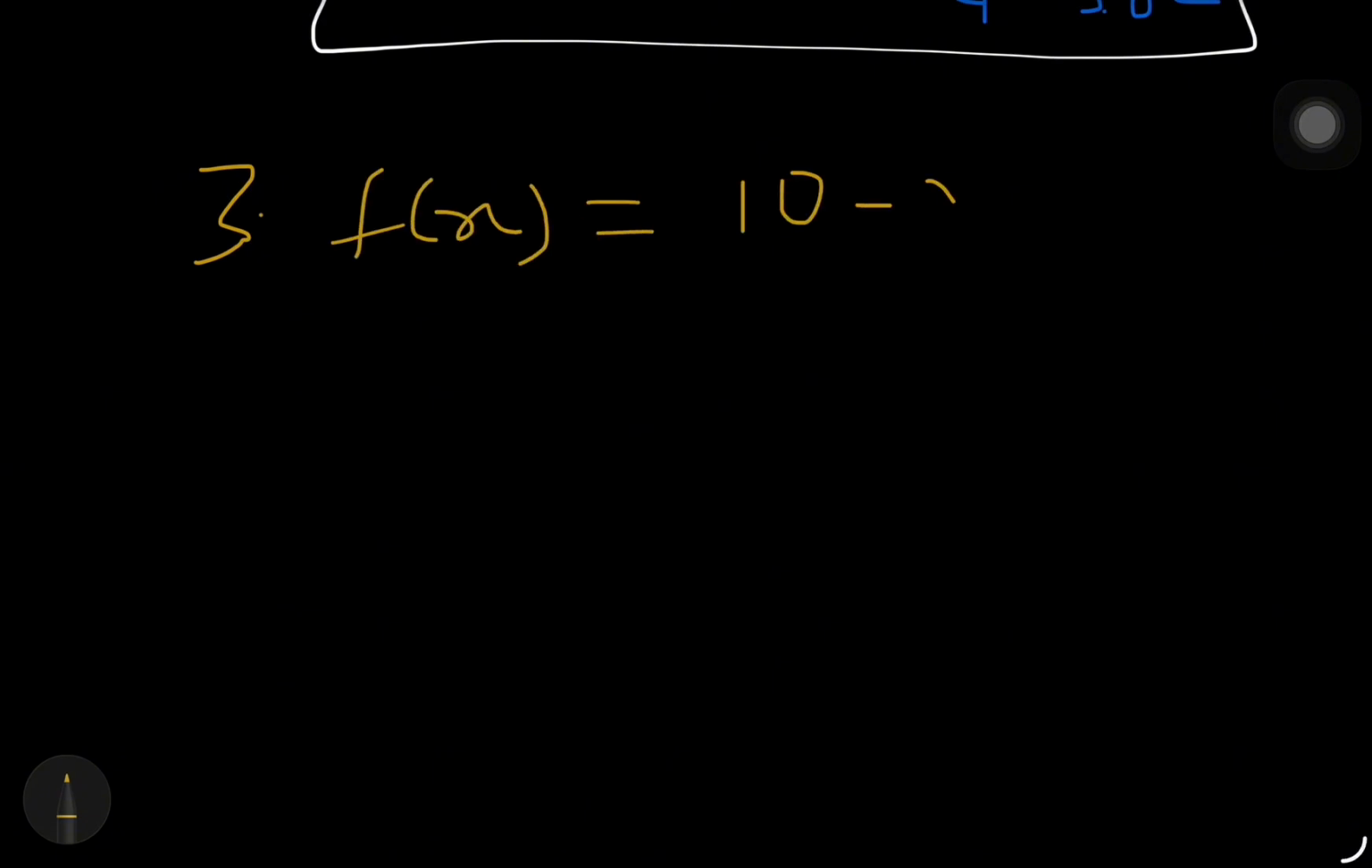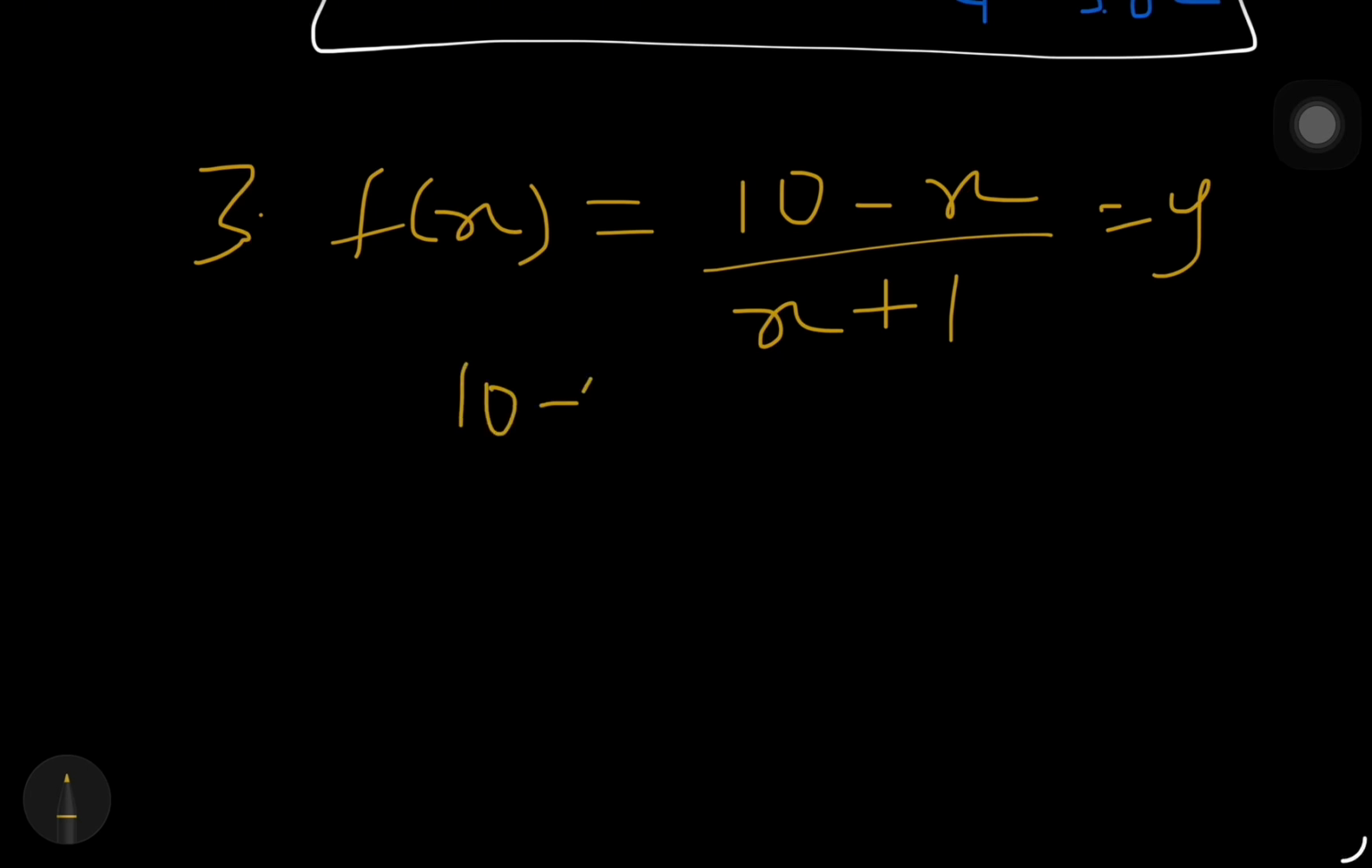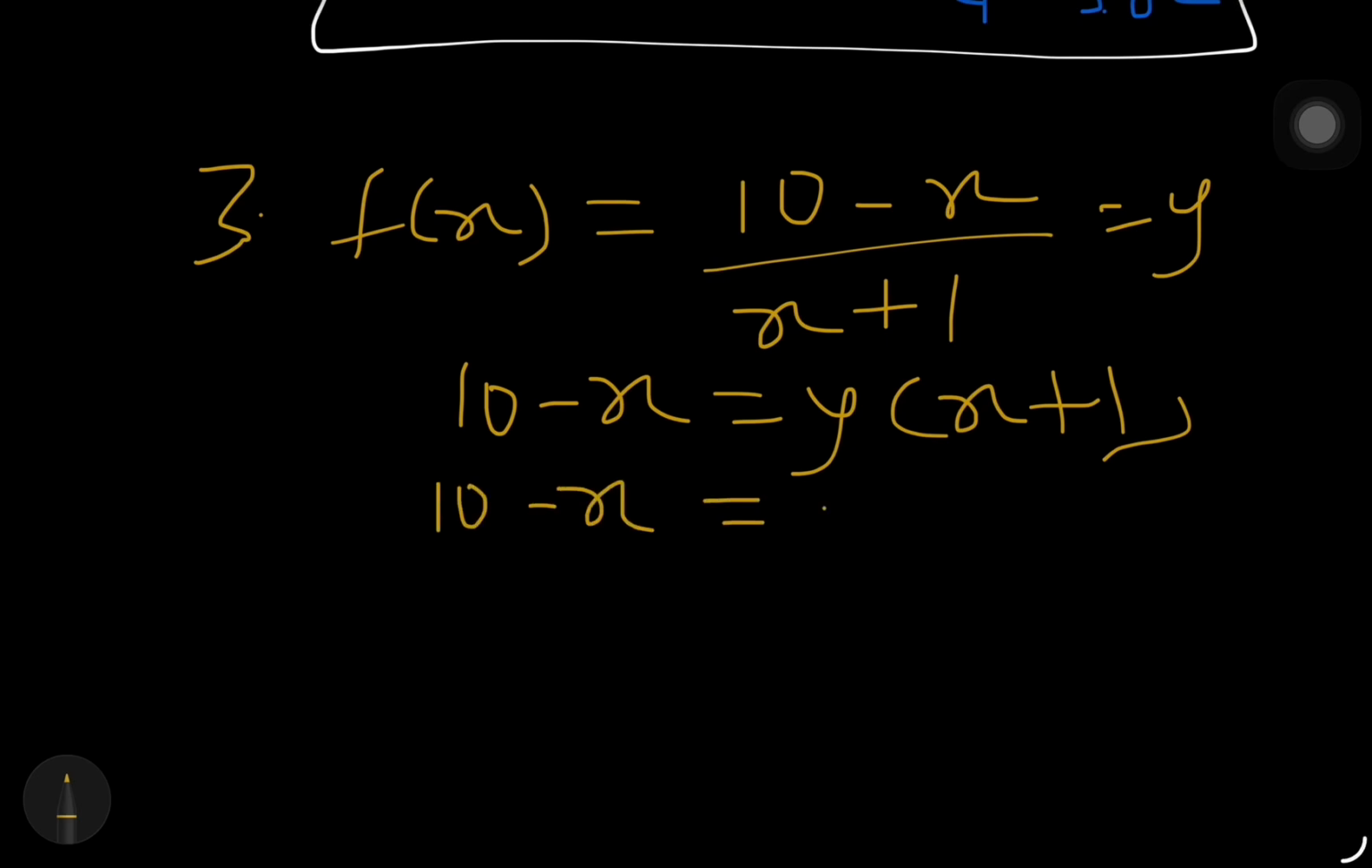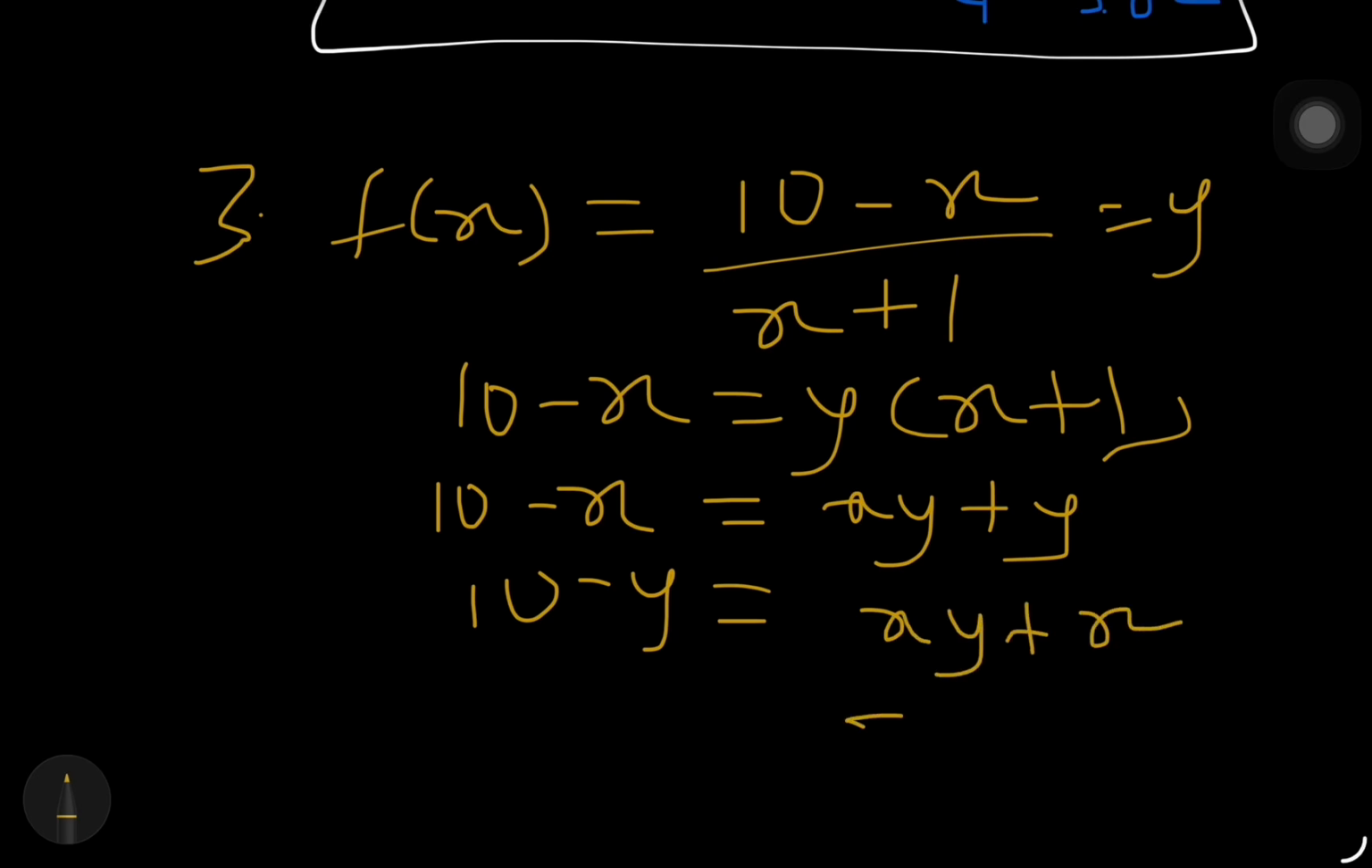Let's take another question on that. f of x is equal to 10 minus x over x plus 1. We should find the inverse of the function. So we equate this to y, then we have 10 minus x equals y multiplying x plus 1. From here, we expand what is on the right hand side. So 10 minus x equals xy plus y. Grouping all x's, we have 10 minus y equals xy plus x, factoring x out.